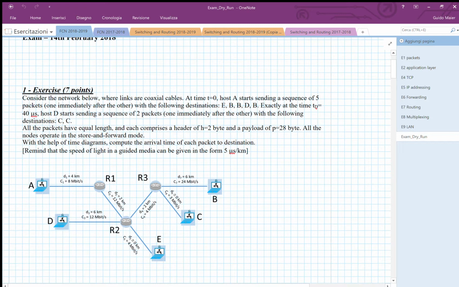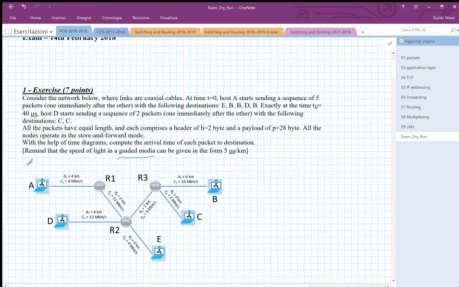As you can see, it's very simple, so there is no problem of routing. Each source is connected to its destination with just one path, and then you have everything specified in terms of capacity of the links and the distance. And here the text says that we have to consider coaxial cables and therefore guided waves.